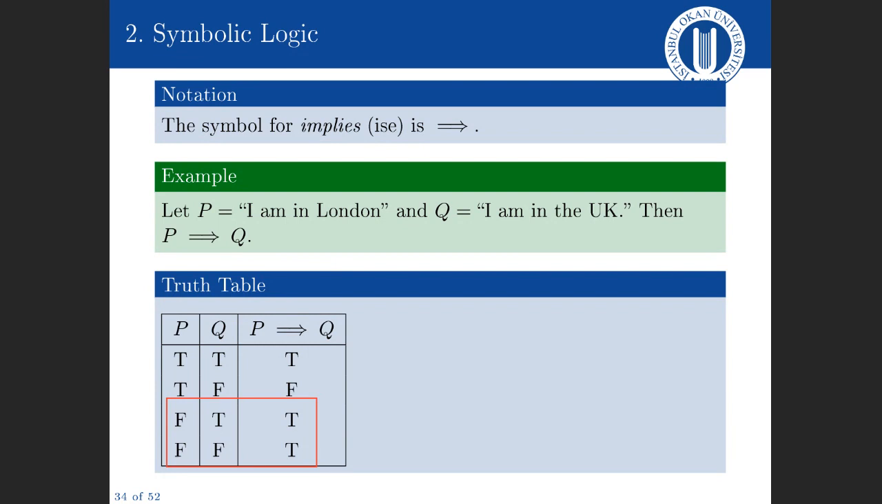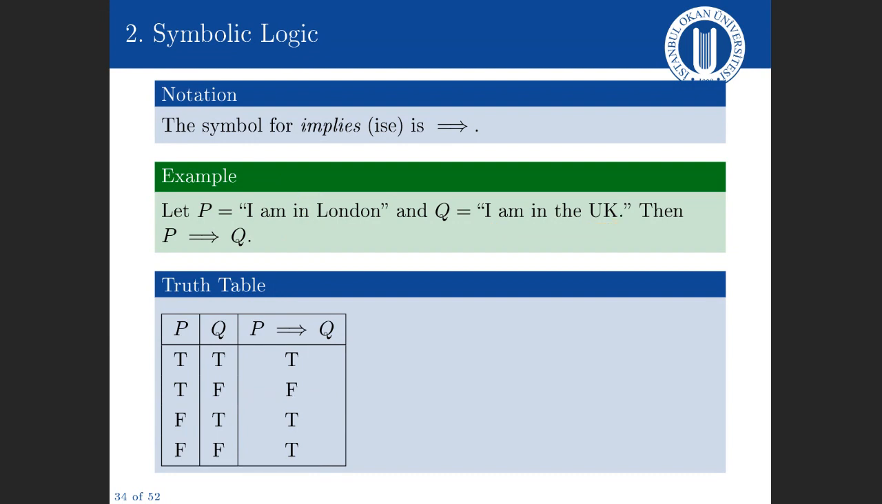Let's suppose that I'm not in London, but I am in the UK. Is it possible for me to be in the UK but not in London? Of course. And yes, of course, there's lots of cities in the UK. I could be in one of the other cities. So P implies Q could be true.